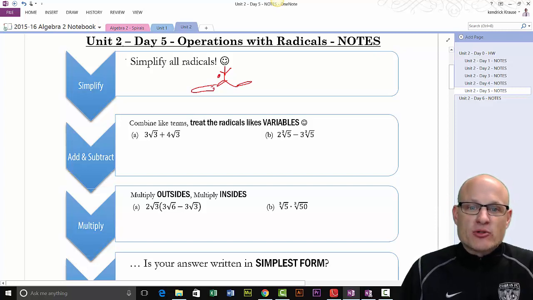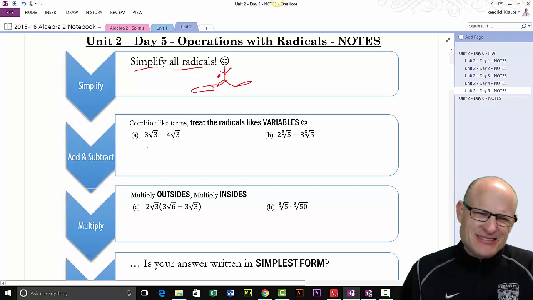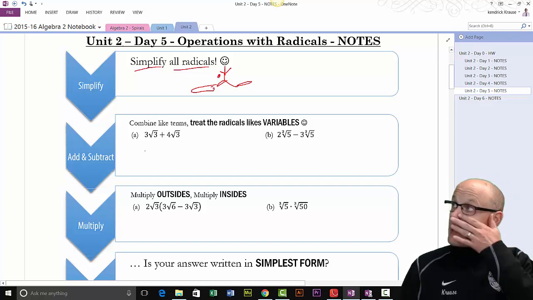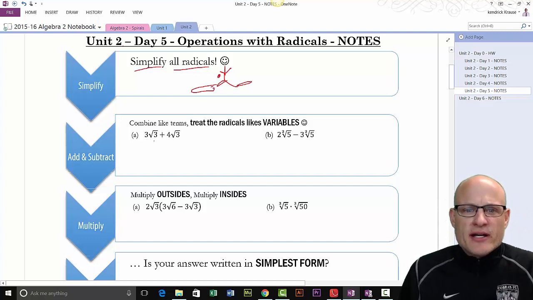All right, so here we go. We're gonna work with radicals. We're gonna do operations with radicals. First thing you gotta do is make sure you simplify the radicals. Can't touch them, can't do anything with them, can't mess with them until you simplify them. Sort of. Sometimes that's true, sometimes it's bad. But for the most part, you want to work on simplifying. Well, these are already simplified. And it says here, treat them all like they're variables.